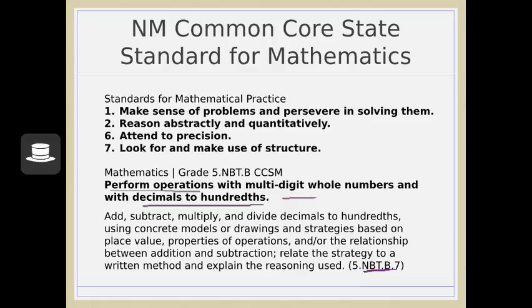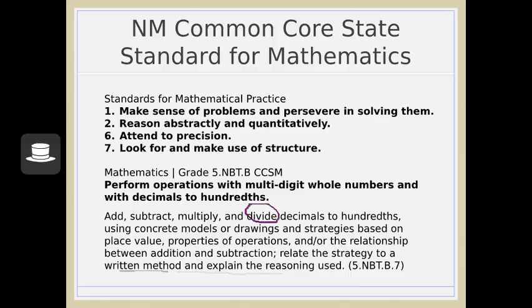NBT.B.7 and 6 are about basically multiplying and dividing. So B.7 is the culmination of pretty much the 5th grade numbers in base 10 standard. We're looking at adding, subtracting, multiplying, and dividing decimals to the hundredths with all kinds of ability to understand through models, drawings, place value strategies, operations, a lot of procedural things, and also being able to explain the reasoning and do strong written mathematics. So it's really a big standard, and in order to keep this thread more concise, we're only going to focus on dividing.